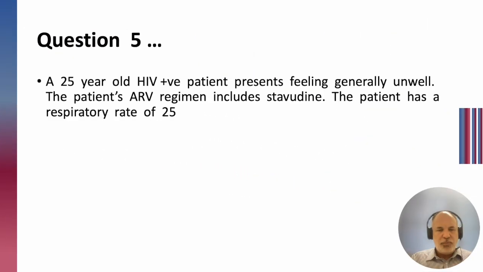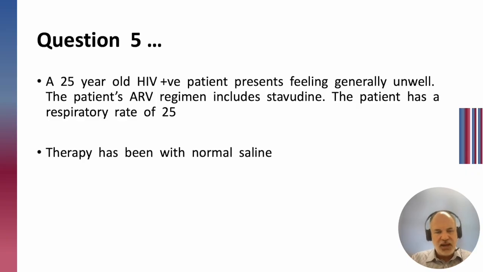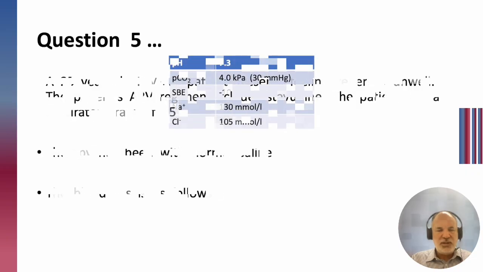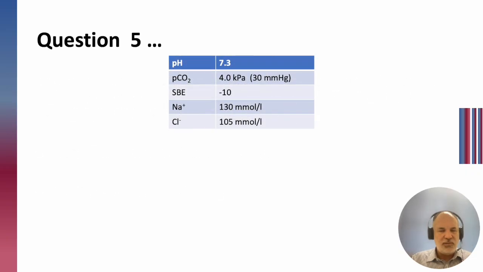The fifth question that I've put together for you is a 25-year-old HIV positive patient who presents feeling generally unwell. The patient's ARV regimen has included stavudine, and the patient has a respiratory rate of 25. The patient's been receiving therapy with normal saline, and if we have a look at the blood gas, it looks as follows. So the pH is 7.3, the CO2 is 4 kilopascals, the base excess is minus 10, the sodium is 130, and the chloride is 105.